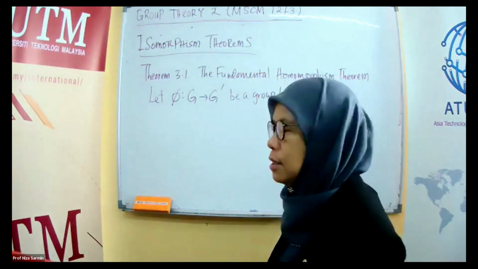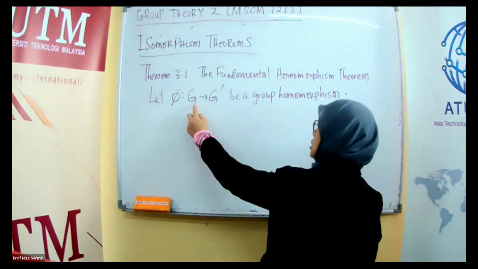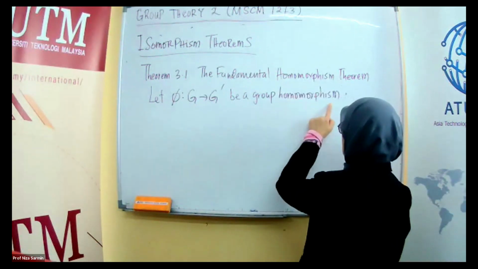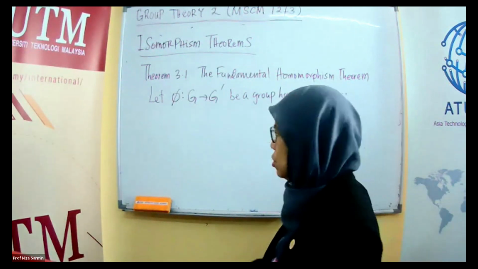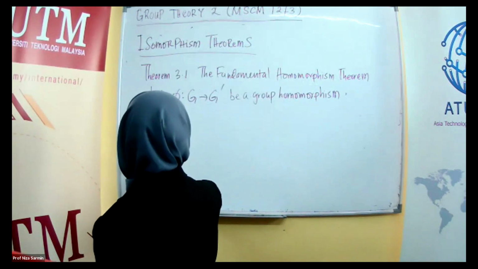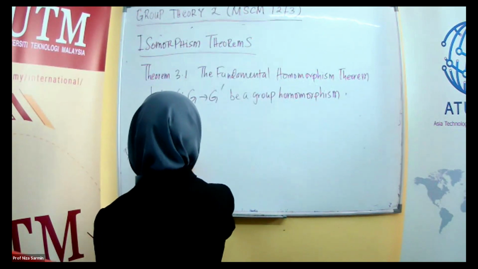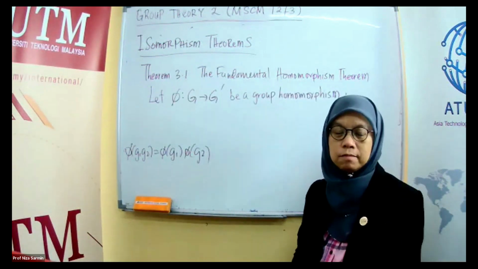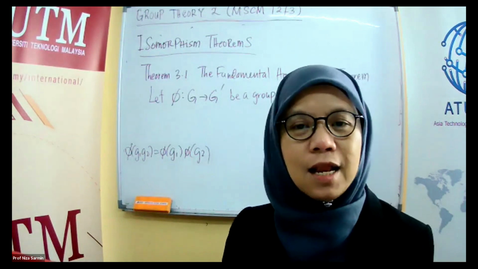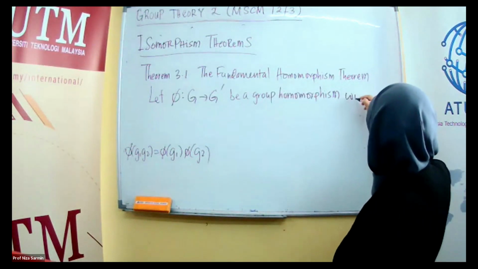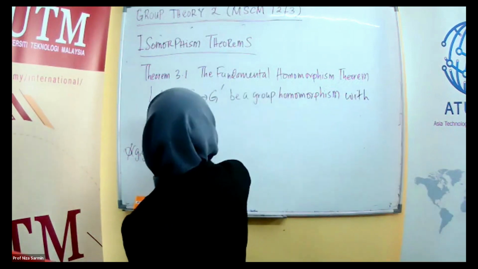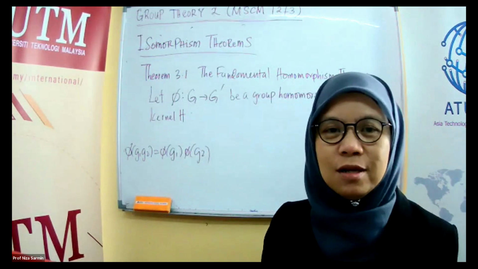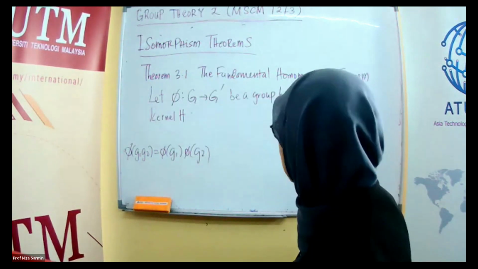When you see this, it means G and G prime are groups. When you see this, then you know that this mapping is a homomorphism, with kernel H. Then you have to look back. What does kernel mean, right?